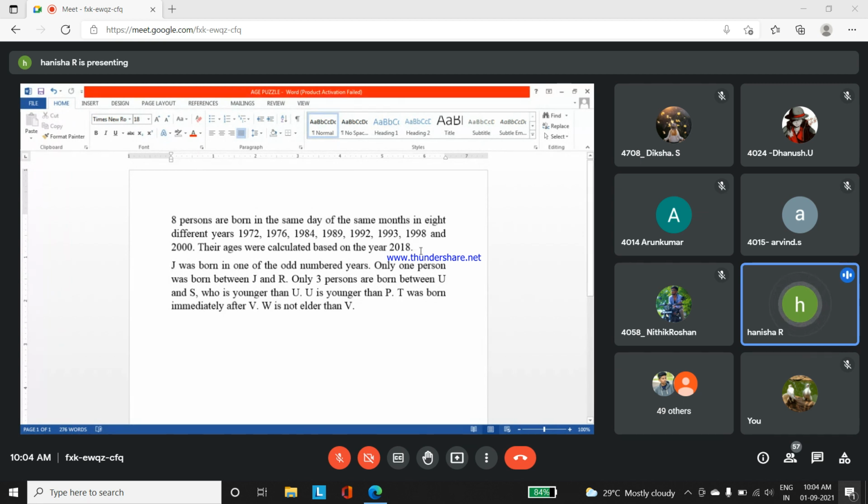Okay, so I've split the question into 2. Now I'm going to read this first part carefully. 8 persons are born on the same day of the same month in 8 different years. Here you need to note this particular sentence: the same day and same month. So that is the meaning. For example, if a person A is born on 4th of August 1972, the person B will also be born on 4th of August 1976. Only the years will differ, but their date and month will be the same.